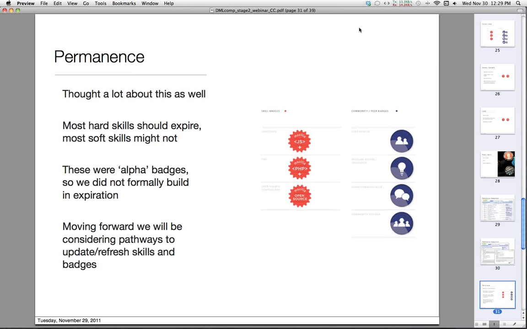Because these were alpha badges, we didn't build in any kind of expiration, but when we move forward, we will be building in the idea of what it means to either update these badges or refresh the skills that are behind those badges.